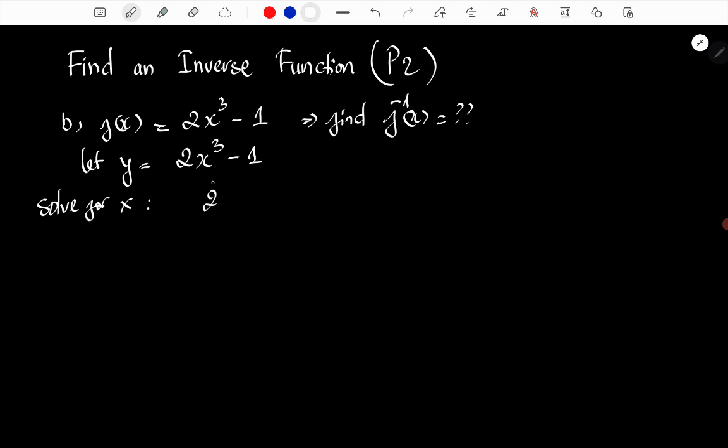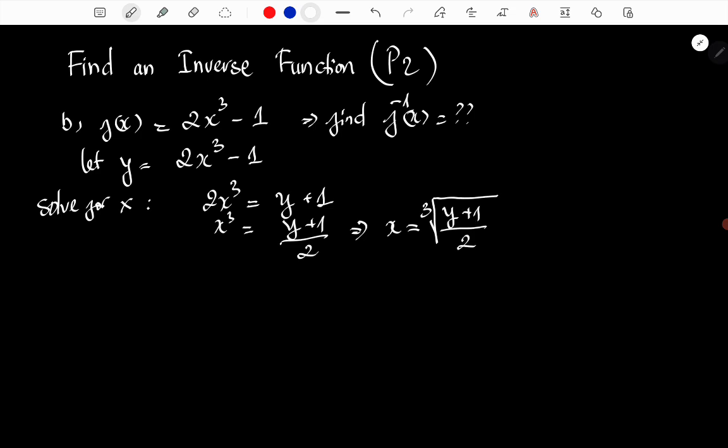Here we can see 2x³ is going to be equal to y plus 1, right? We just need to move this 1 to the other side. So we have this, and then we have x³ equal to (y plus 1) divided by 2. And then finally, we have x equal to the cube root of (y plus 1) divided by 2.